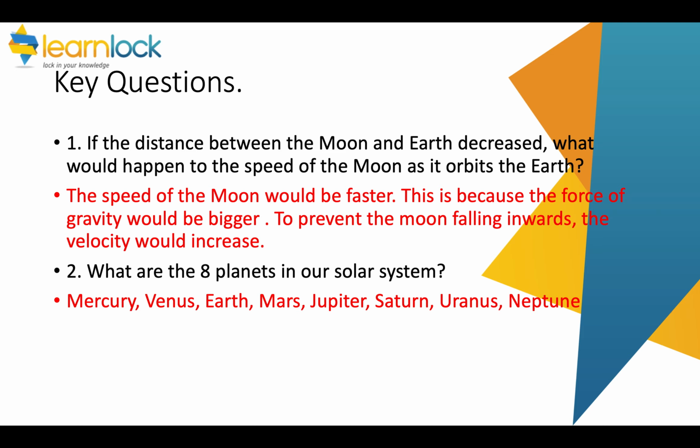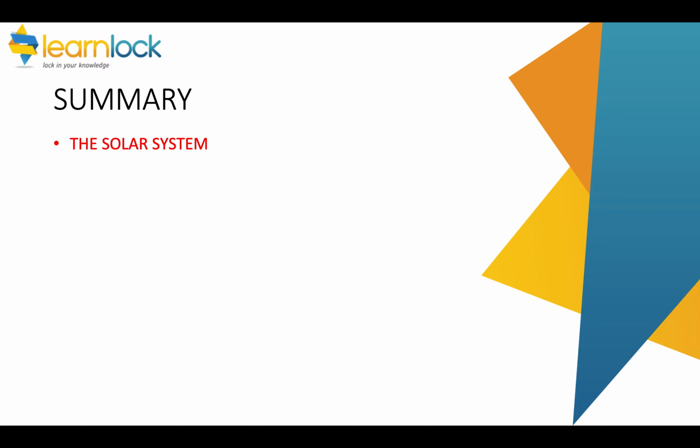What are the 8 planets in our solar system? So in order from the Sun, they are Mercury, Venus, Earth, Mars, Jupiter, Saturn, Uranus and Neptune. In summary, we've looked at the solar system.